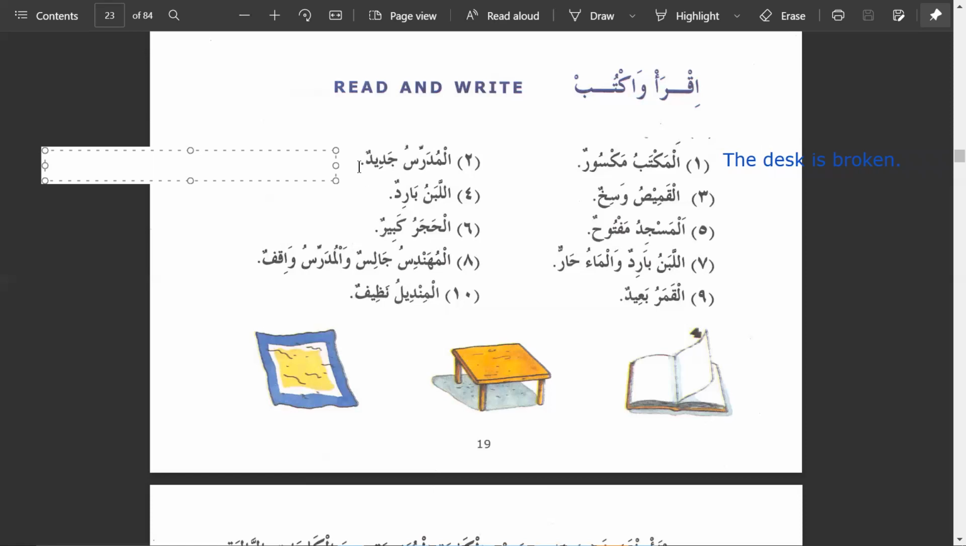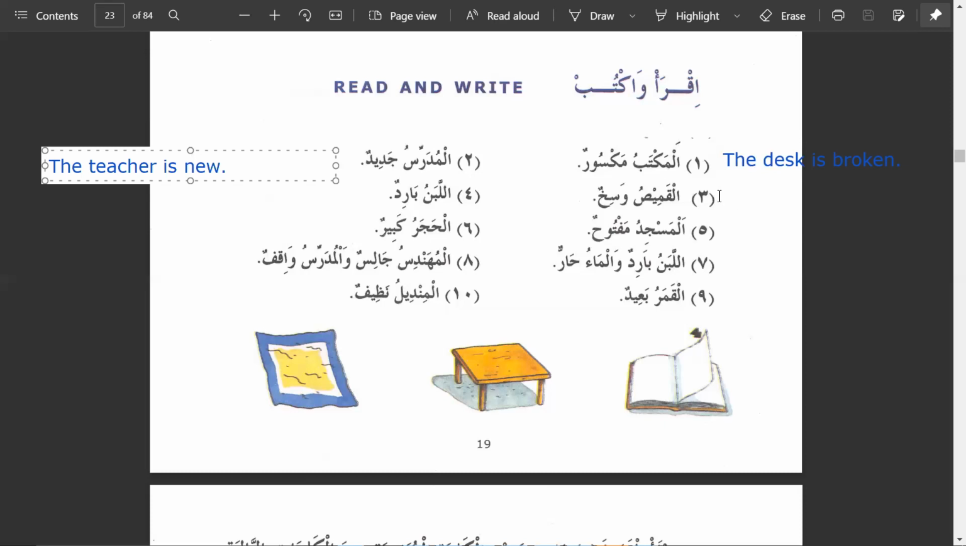And what about al-mudarrisu? Al-mudarrisu jadidun? Mudarrisu is the bed? No, dars is lesson. Who teaches you lessons? The teacher. So the teacher is teaching. You know the opposite of jadidun is qadimun. So jadidun is new. Okay.